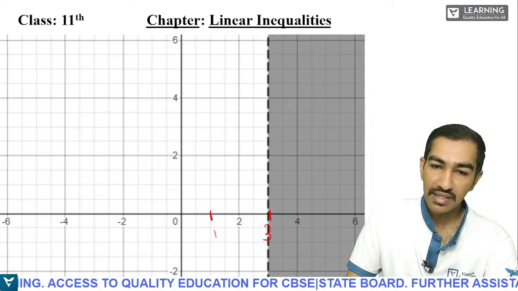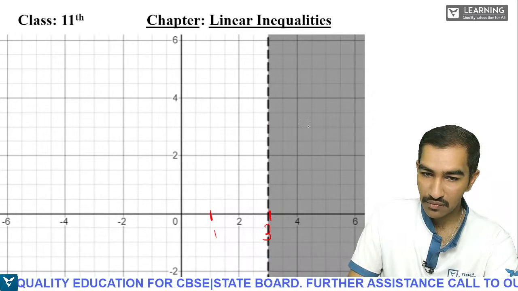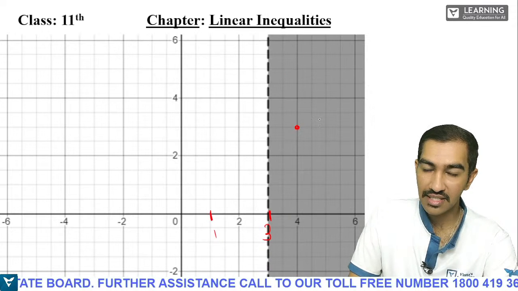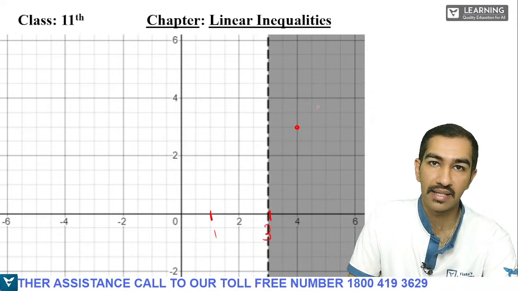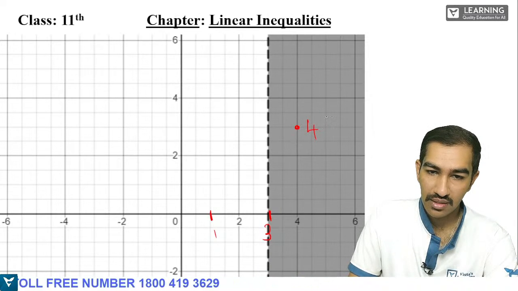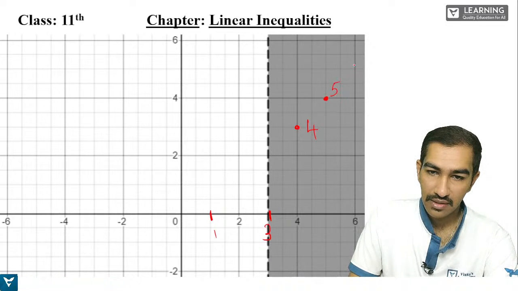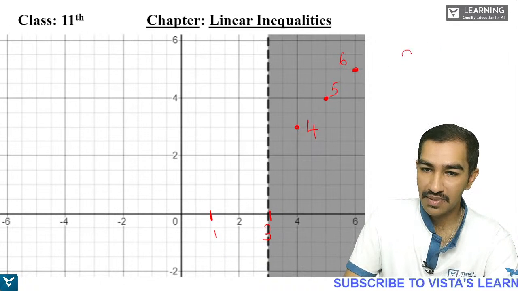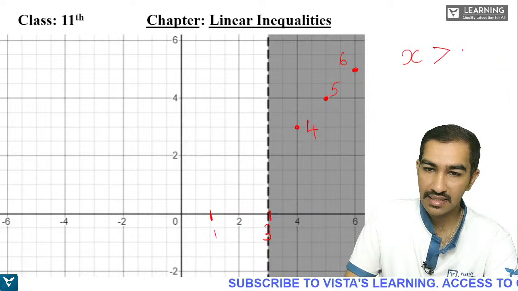Now if you take this point, this portion is shaded, right? This portion is shaded with the black color. So what is this point here, students? What is the value of x? X is equal to 4. You take this point. What is the value of x? X is equal to 5. You take this point. What is the value of x? X is equal to 6. Understanding? So this graph is representing x is greater than 2.